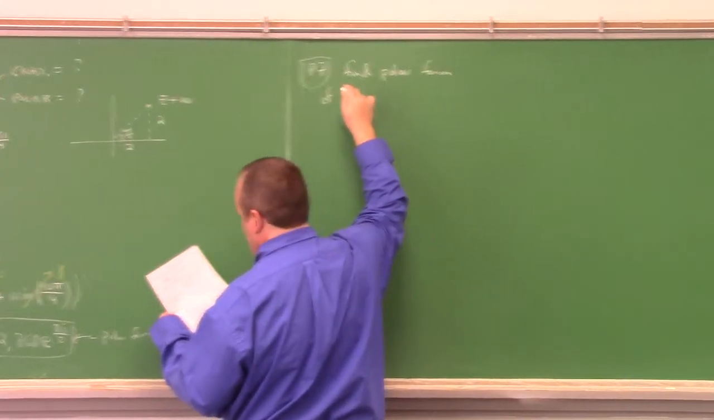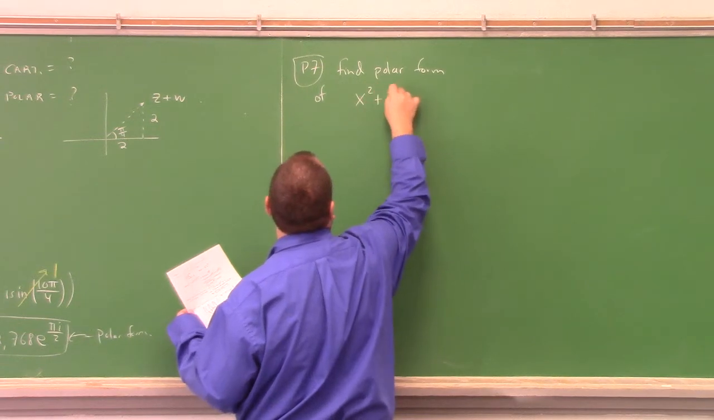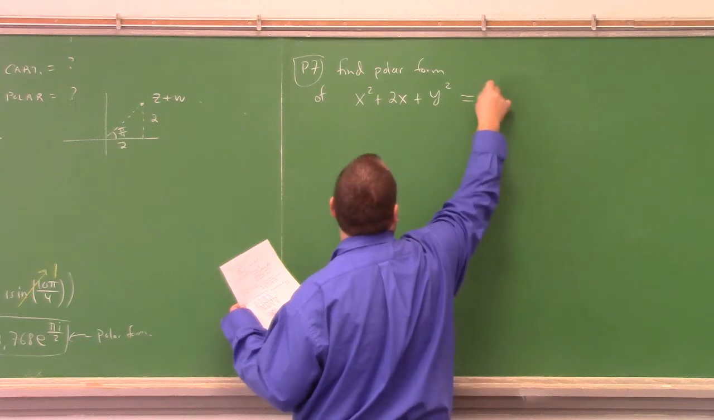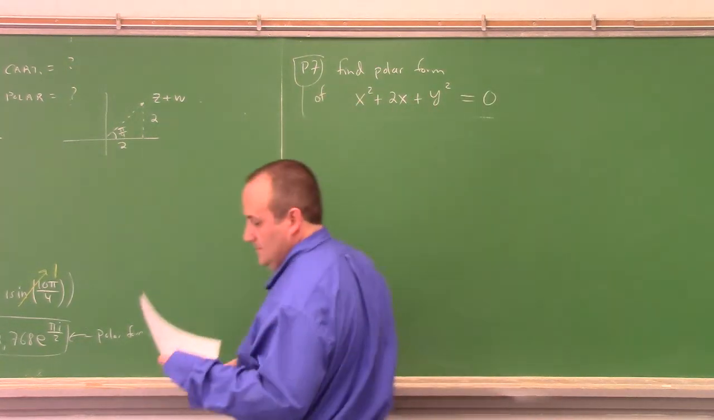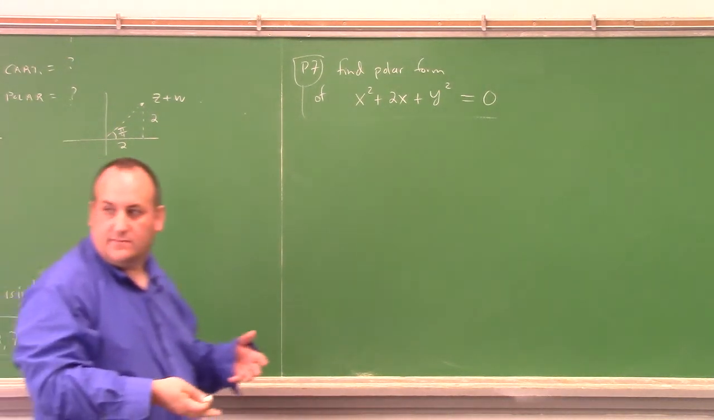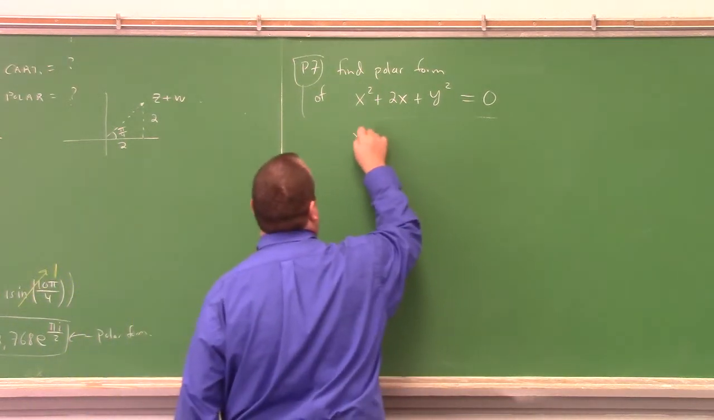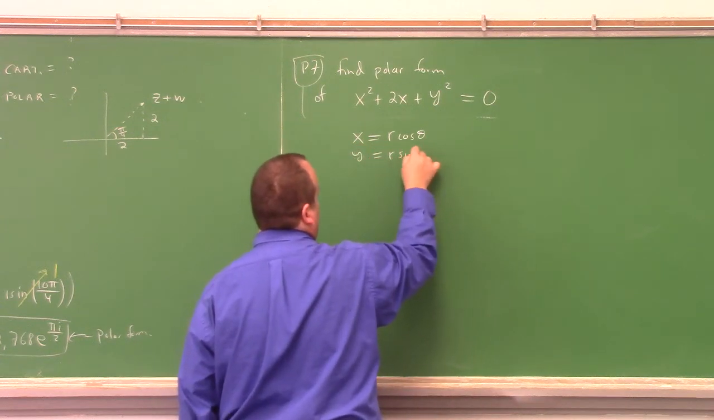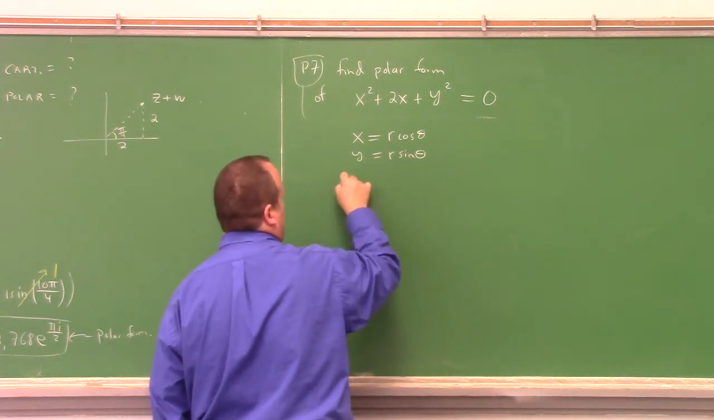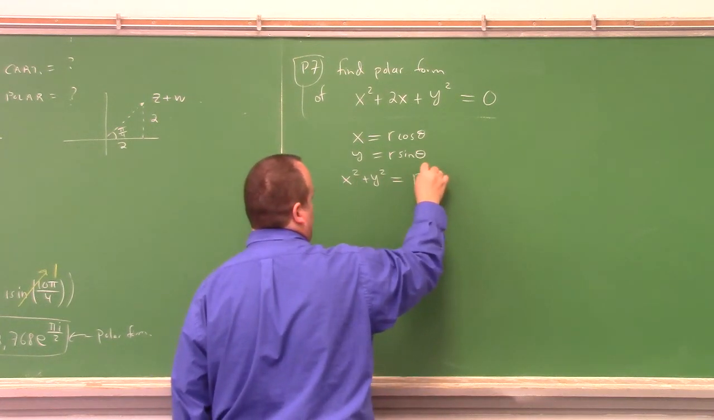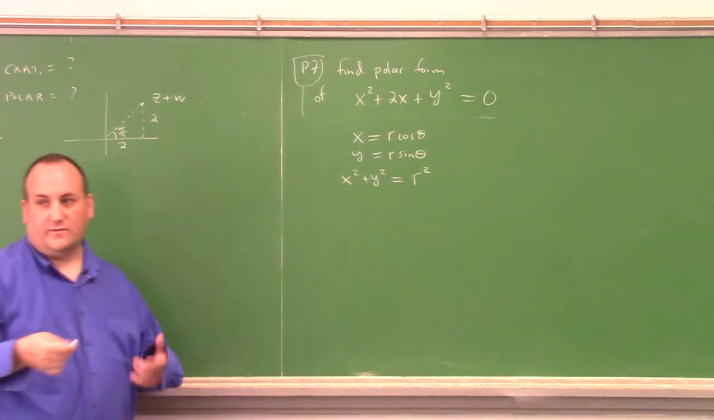I mean, honestly. So you got x squared plus 2x plus y squared equal to 0. I said find the polar form of that. So to find the polar form of something, there's your 3 main tools, all right? x is equal to r cosine theta, y is equal to r sine theta, and another one that's nice to know is x squared plus y squared is what? It's r squared, because cosine squared plus sine squared is 1.